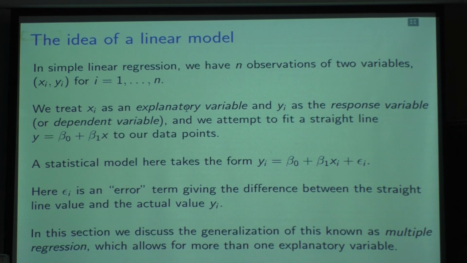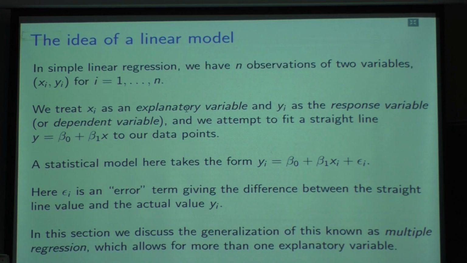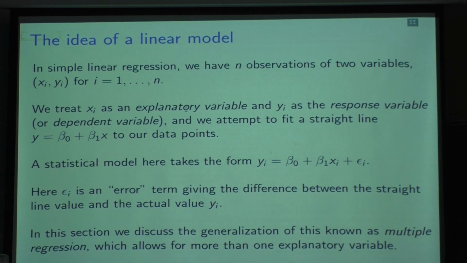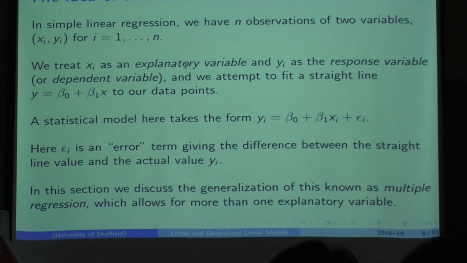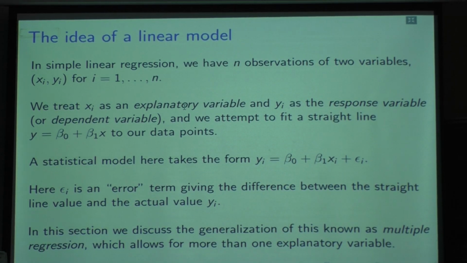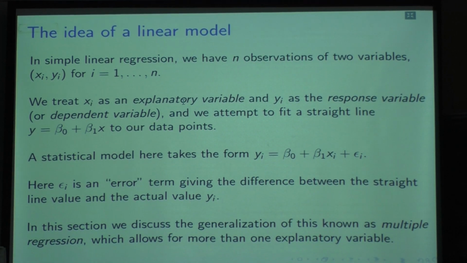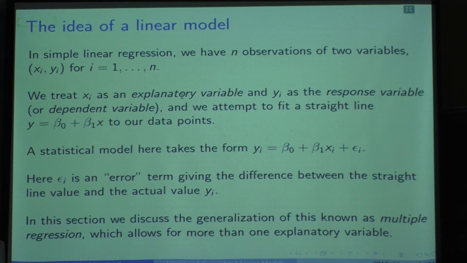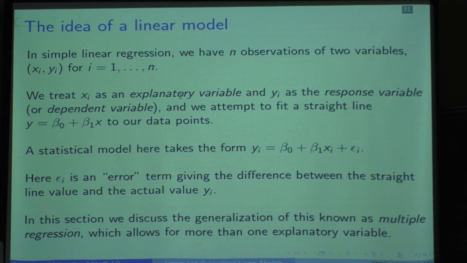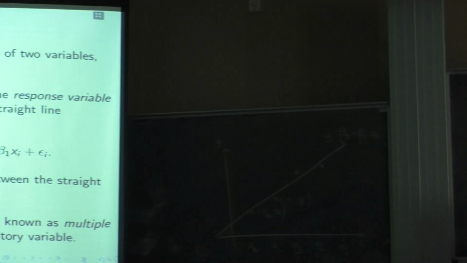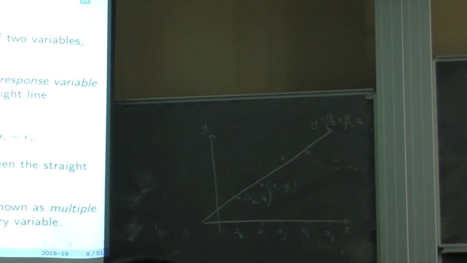Okay, so we're going to generalise the simple linear regression structure that I've just been describing to allow us to have more explanatory variables. So the more general idea of a linear model will move from having one explanatory variable, the x's, to potentially having more than one explanatory variable. Obviously, then it's not going to be as easy to draw on a blackboard.